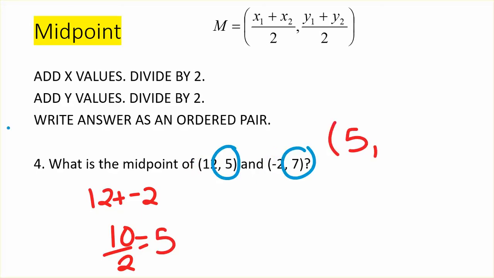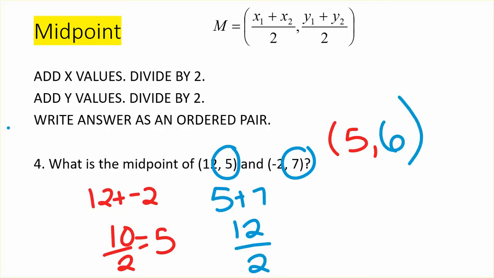Now we look at the y values. That's the second number in each set. So first I add the y values. 5 plus 7 is 12. I divide that by 2. 12 divided by 2 is 6. That's my y coordinate. So my midpoint is at (5, 6).